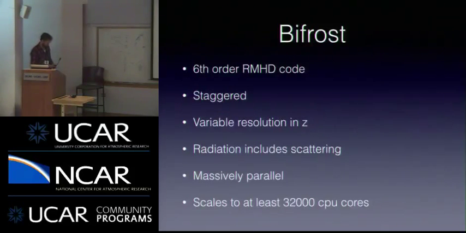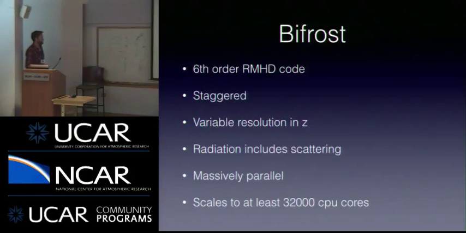Okay, so what is this code that we have written? It's a sixth order radiative MHD code. It's on a staggered grid. A staggered grid basically just means that the variables aren't placed in the same place in space. Some of them are half a point down from the other ones. Some of them are half a point down in one direction and half a point in another. But thanks to maths, you won't have to think too much about that. But I'll come back to that in a second.